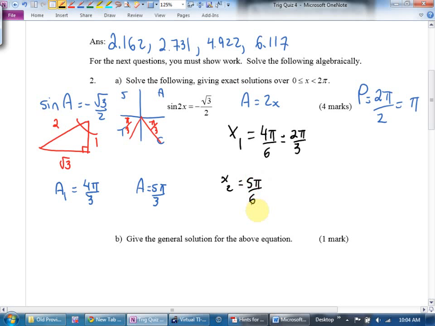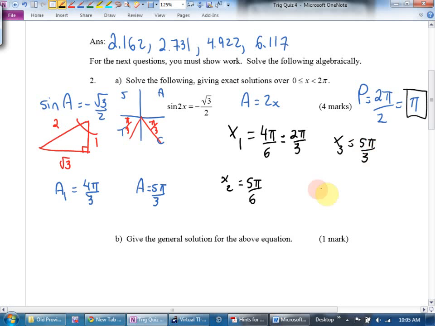What I'm going to do is add the period to each of these, and I'll go systematically. I'll add it to this, then I'll add it to this, and I'll keep doing that until I'm past my domain of 2 pi. 2 pi by 3 plus the period, 2 pi by 3 plus pi. Really, in my head, I'm not going to add pi. What am I really going to add in my head? 3 pi by 3. Hopefully we're good enough at the basic common denominators. I think I get 5 pi by 3, which is less than 2 pi. Barely, but it is.